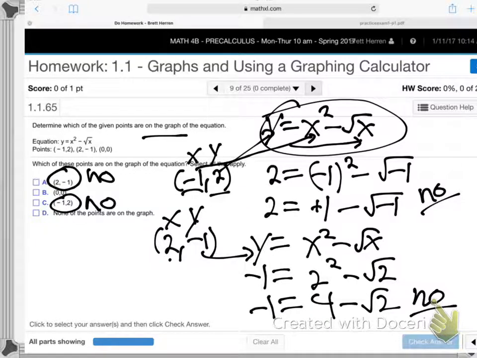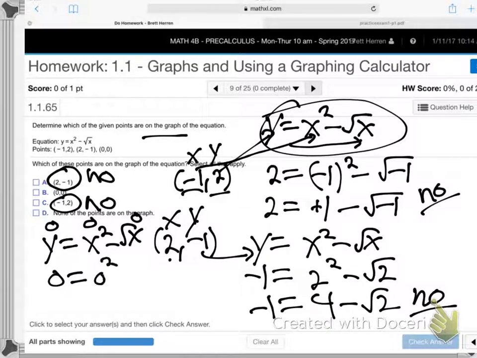So maybe it's, does 0, 0 work? Oh, yeah, 0, 0. I just did that one, huh? 0, 0 works easy. Put in 0 for x and 0 for y. 0 equals 0 squared minus the root of 0. 0 equals 0. Yeah, it's b. All right, so you know how to do that. Let's move on.